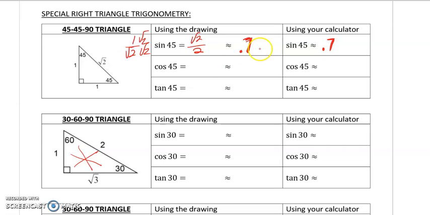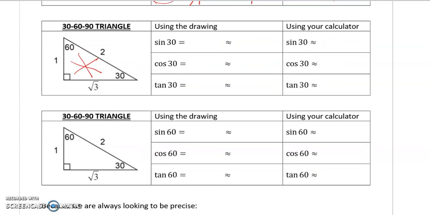But normally, I'm not going to ask for the 0.7. I'm asking for what the exact value is. Cosine of 45 is also 1 over root 2, so that's root 2 over 2. Tangent of 45 is going to be opposite over adjacent, and adjacent is 1, so 1 over 1 is 1, and the tangent of 45 is 1. So if I ask you what's the exact value of tangent of 45, and your calculator tells you it's 1, that's fine. But if you get a decimal, then I will not take that. You'll have to be able to find the exact value.